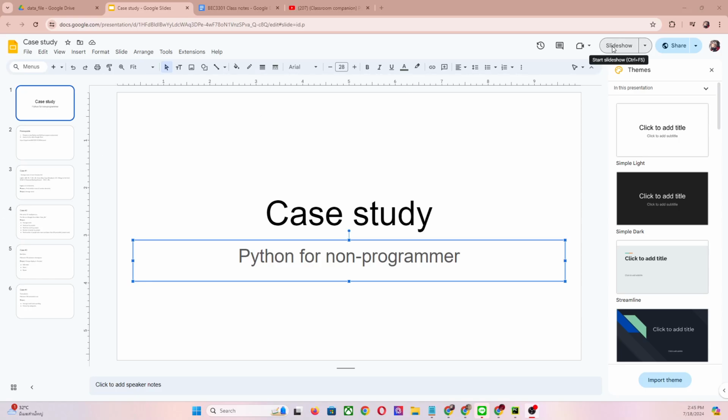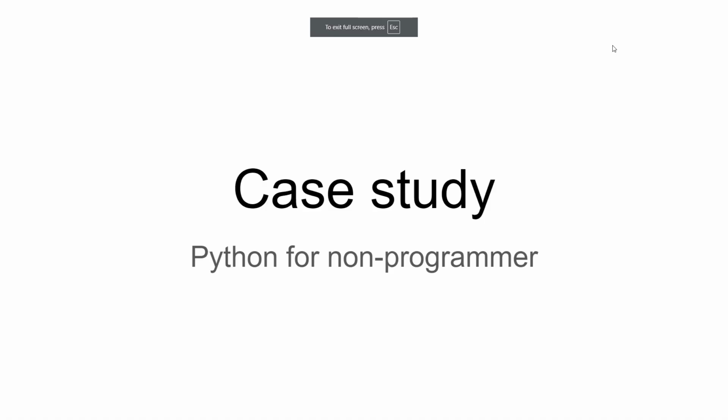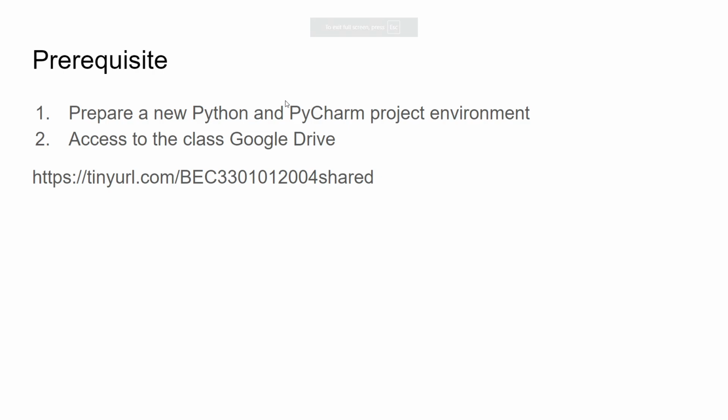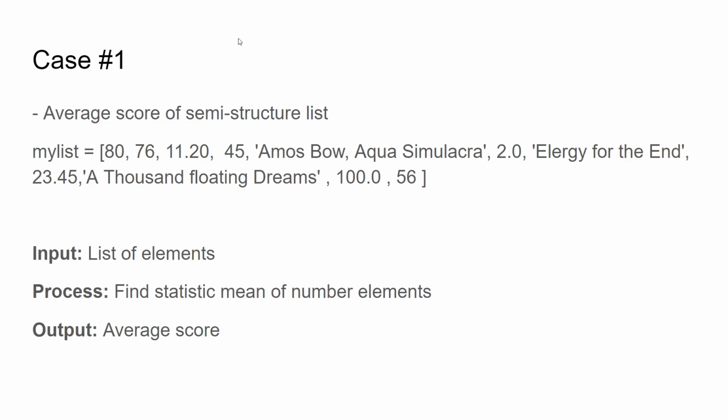Hello. This is the session about the case study in Python, in the series of Python for non-programmers. At this moment, we're going to use Python in order to solve some basic business analytic problems. At this moment, you must know how to use Python and PyCharm, and we have the Google Drive location in order to get the data file. So let's go to case number one.